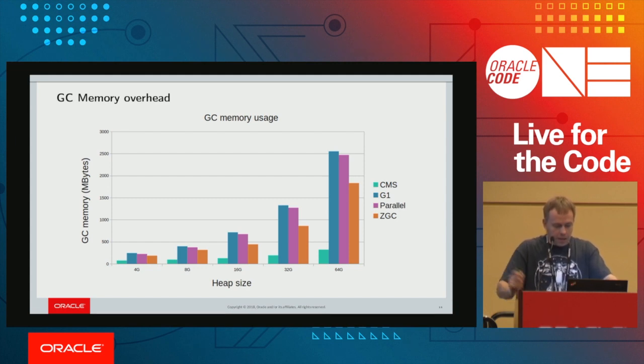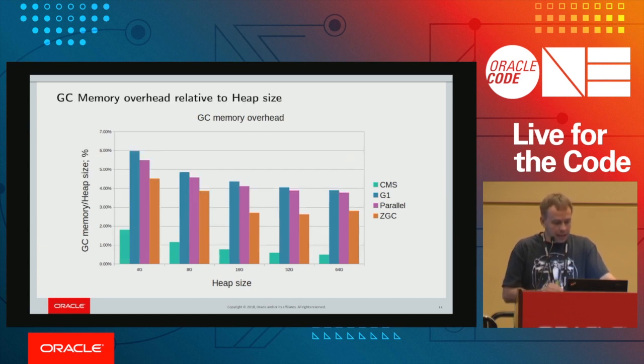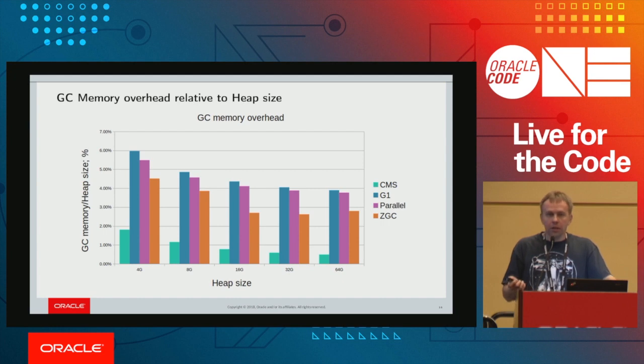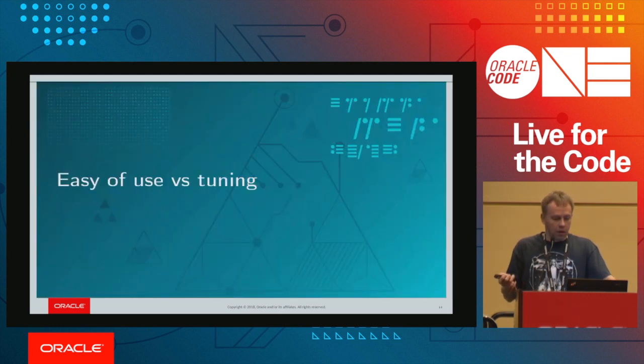And here are absolute numbers for different garbage collectors: CMS, G1, Parallel and ZGC. I see that G1 and Parallel are the largest consumers, and I was pretty impressed that ZGC takes less memory. This is memory outside of heap used only by the garbage collector. The same chart in percentage of the heap size. Any questions here?